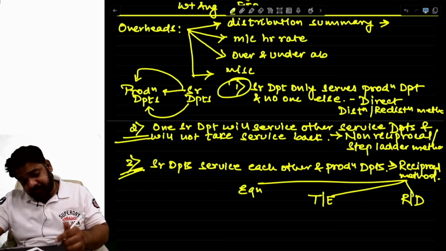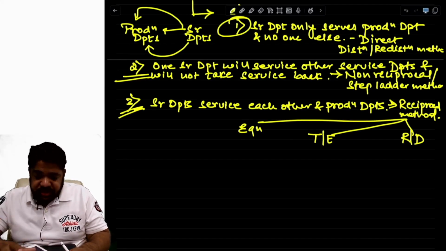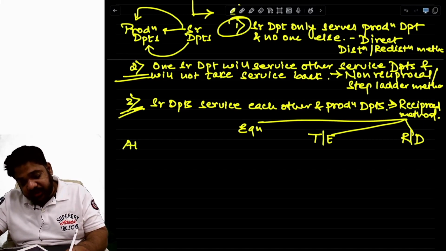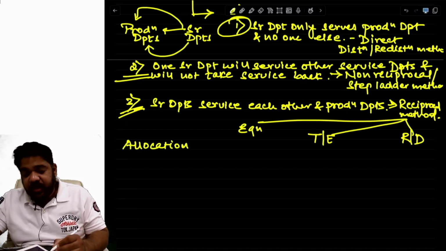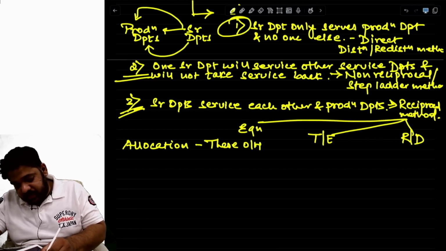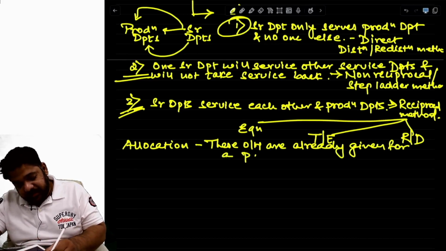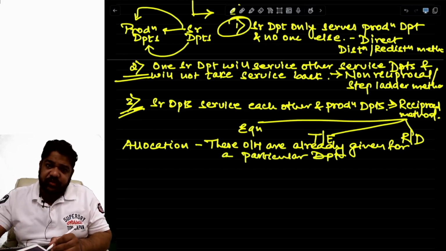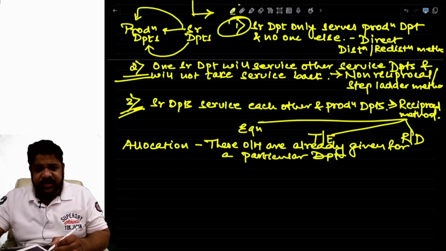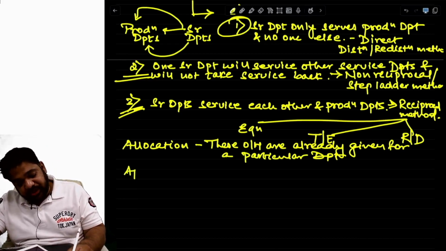Now, when it comes to solving questions under this distribution summary, the first step that you do is allocation. What is allocation? These overheads are already given for a particular department. They are already known. Everything is done. It is already divided to them. Then comes the next stage, which is apportionment.